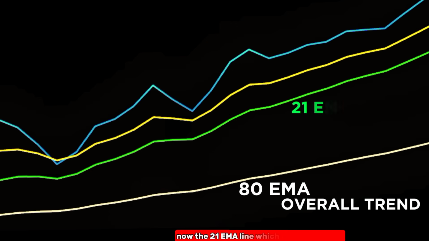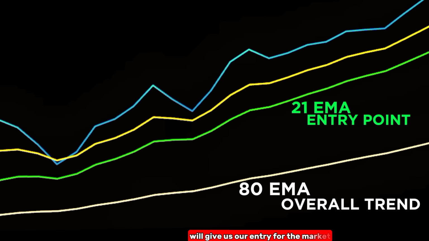Now, the 21 EMA line, which is the green line, will give us our entry for the market.